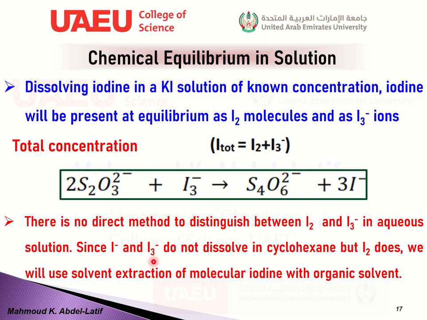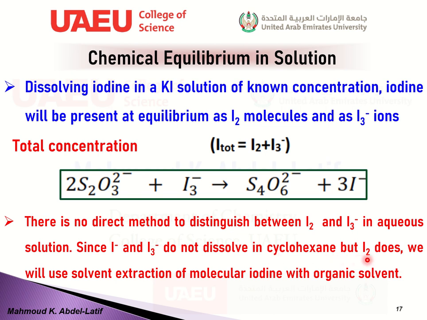Since iodide and tri-iodide do not dissolve in cyclohexane, but iodine does, we will use solvent extraction of molecular iodine with an organic solvent. What does that mean? You see, iodide and tri-iodide don't dissolve in cyclohexane. Can anybody tell me why? Do you know why? But iodine does.